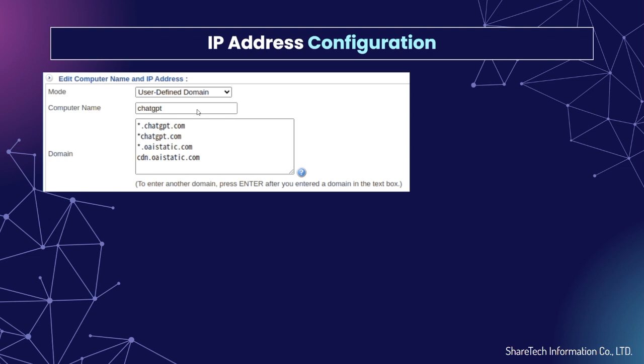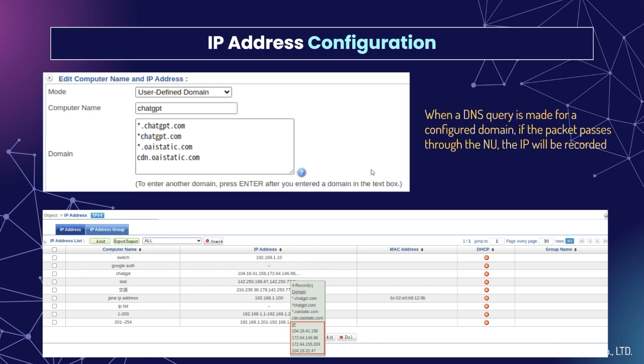Next is the user-defined domain setting. You can enter various domains in this field. The blue question mark icon will show a tip with the format. After the settings are complete, when there is a need to connect to this domain and the query packets pass through NU, it will also record the resolved IP address. Afterwards, you can see the resolved IP addresses automatically listed here.